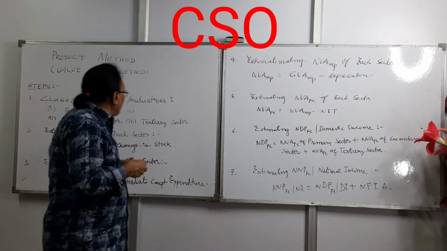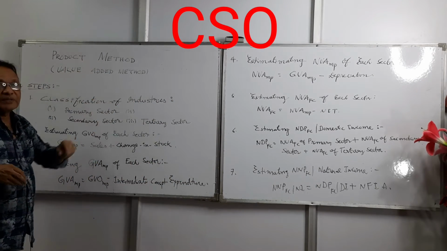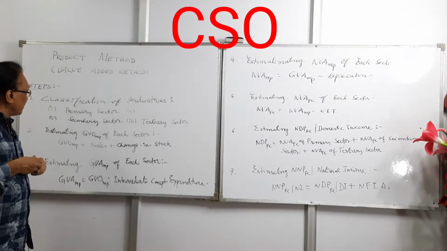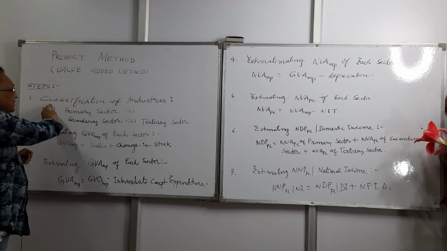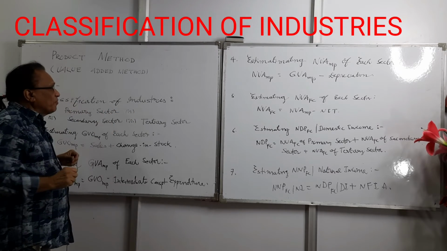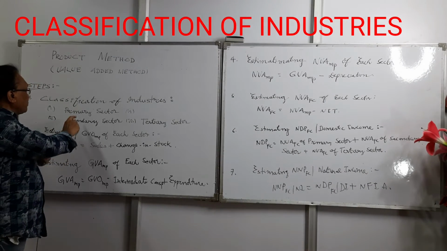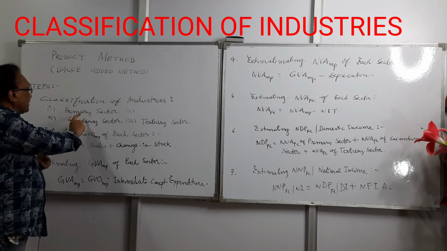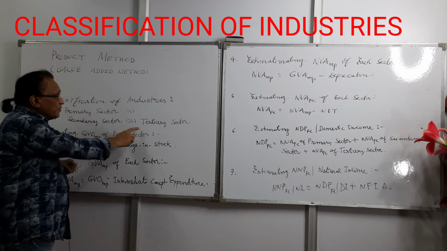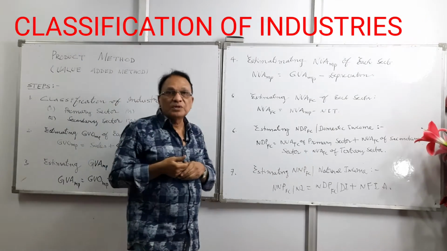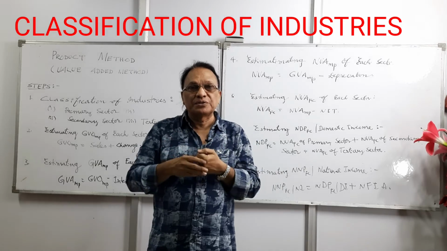You can see it on the board. Product method or value added method or net output method. What are the steps involved? The first step is classification of industries. All the industries in the economy, with this we classify them under three categories. One is primary sector, secondary sector and tertiary sector. We have already seen this. The whole economy is divided into three sectors.